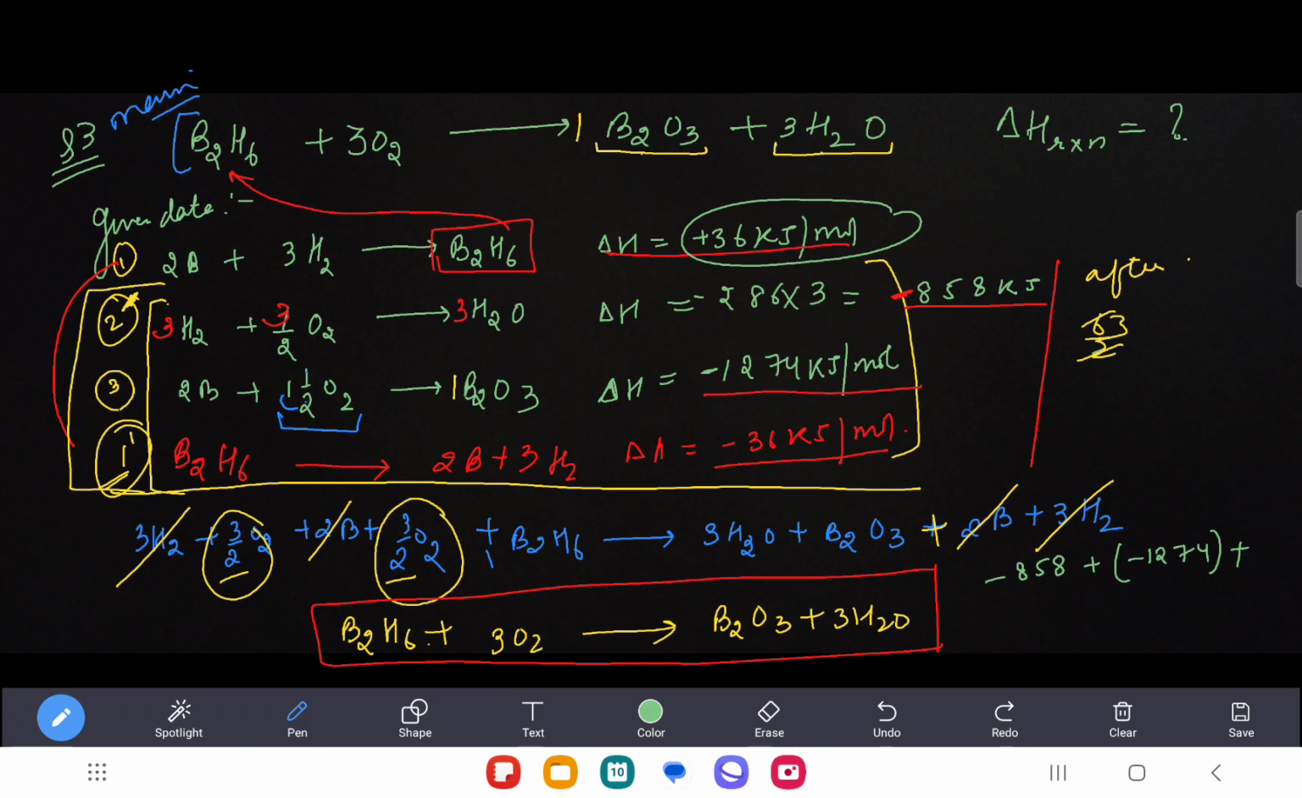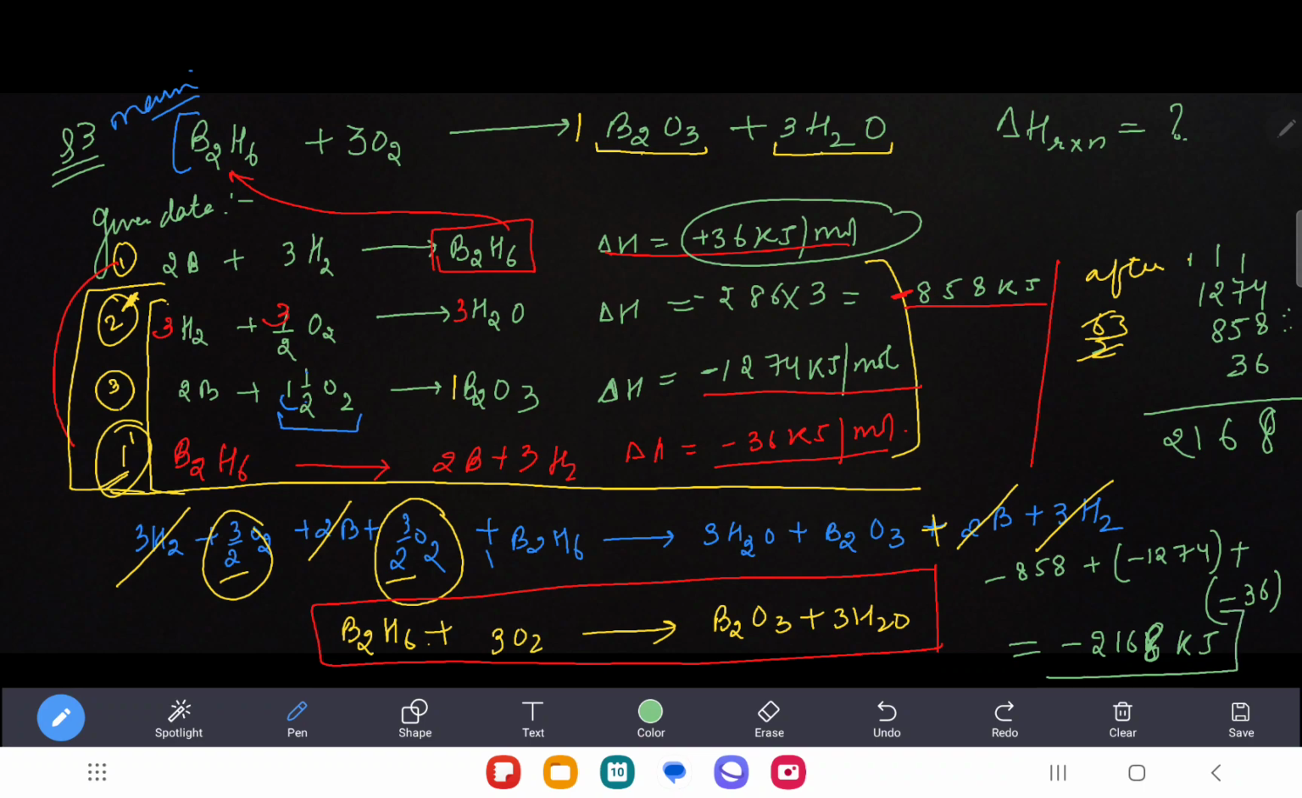So B2H6 plus 3O2 is going to give you B2O3 plus 3H2, and here it is going to become minus 36 because all of them are minus. So straight away add them up, and in the end, apply the negative sign. So it becomes 2168. My final answer shall be minus 2168 kilojoules is the heat of the reaction, delta H reaction.